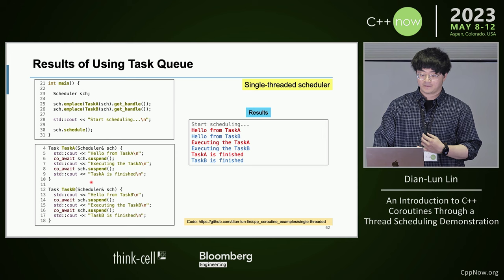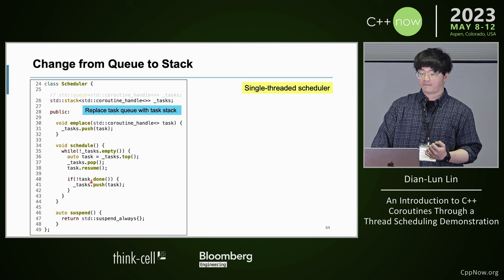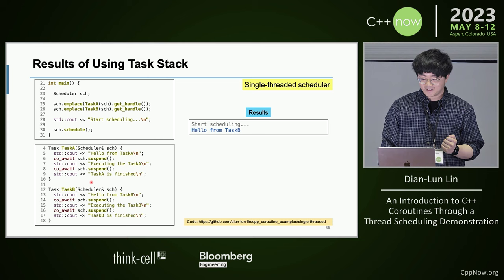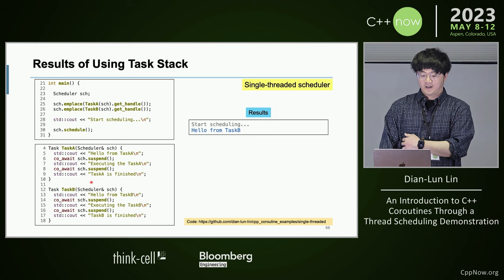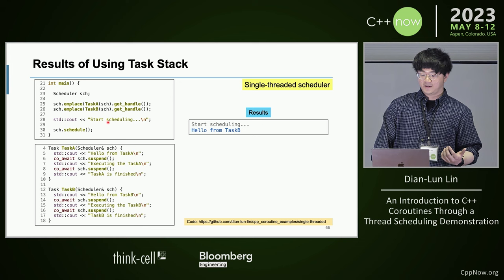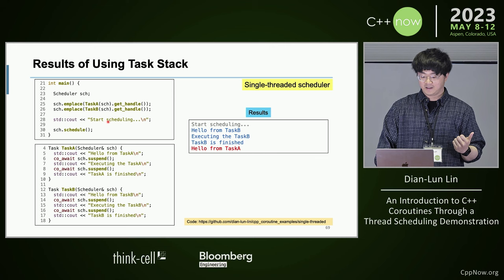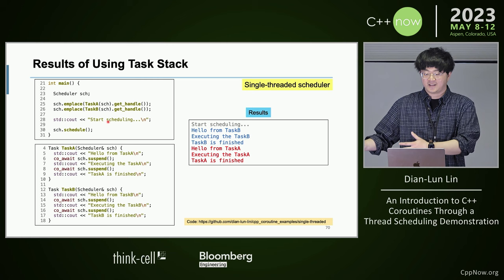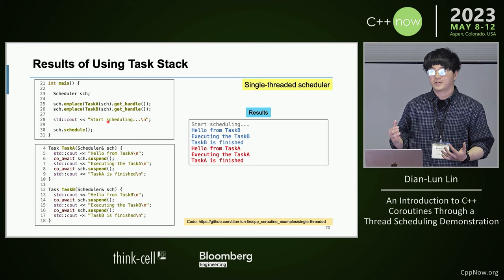Right? Sure. So what if I change the test queue to stack? Now let's get a result again. So first, start scheduling. And what's next? Hello from test B. Right, exactly. Because test B is the last inserted task. I push test A first and test B. And the next is? Executing test B. Right. Yeah. Executing test B is finished, and then test A. So if we change test queue to test stack, it becomes like what a normal function does. We first execute test B, and when test B is finished, we go to test A. So you can see the execution of coroutine is very flexible. It depends on how you implement your scheduler.